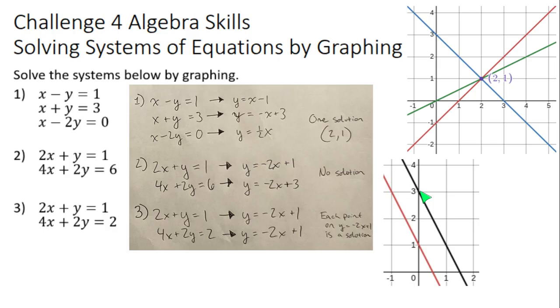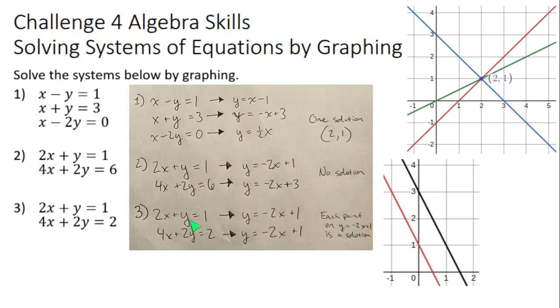So we would say there's no solution because these lines have no point of intersection. These lines up here have a nice convenient point of intersection, so they do have a solution. These lines do not.